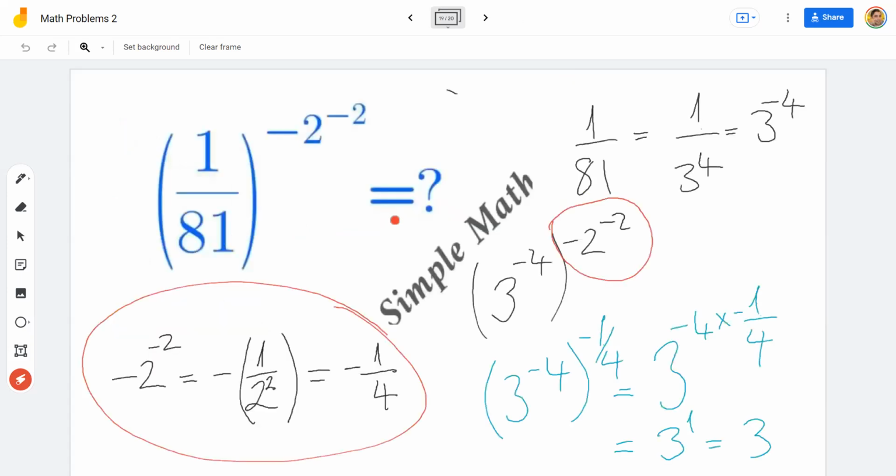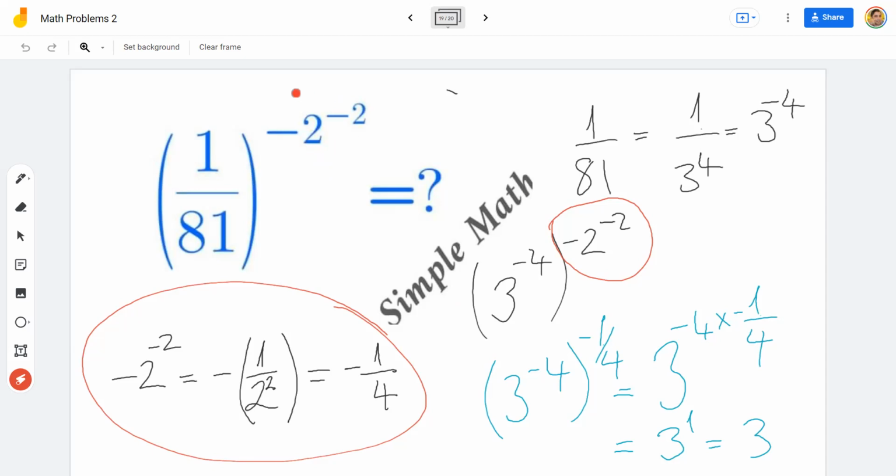So this question is about indices. To solve these kinds of questions, we need to simplify as much as possible. For this part, let's change it into index form. 81 is 3 power 4, and if we move this number to the top, it will be 3 power negative 4. So the power will change sign.